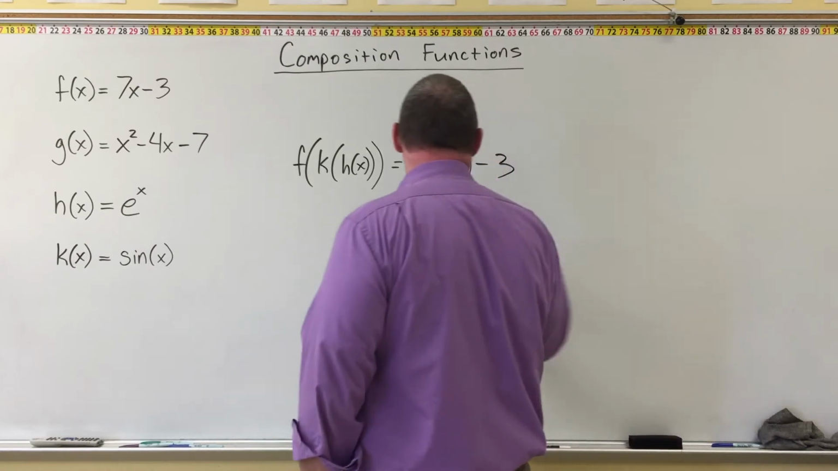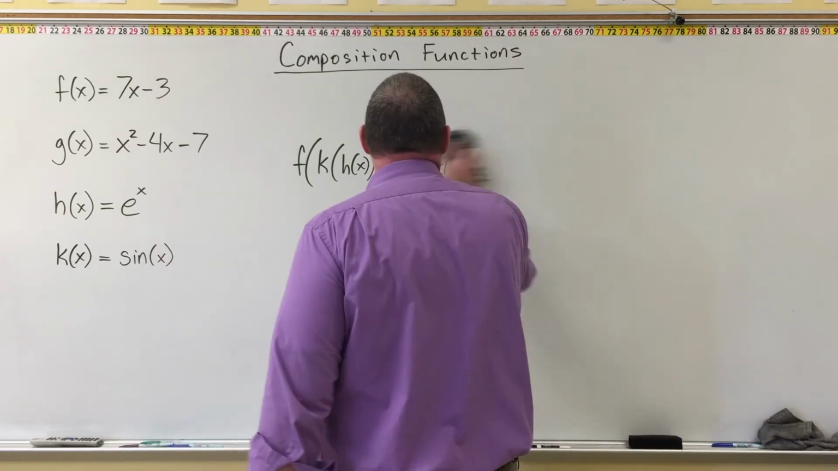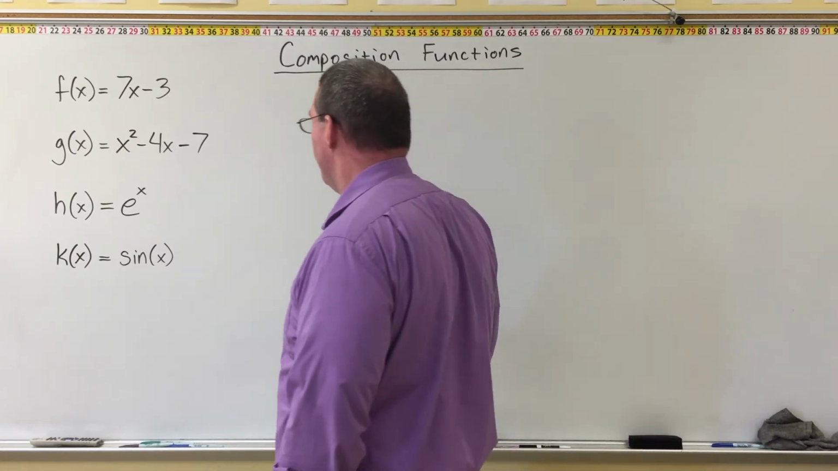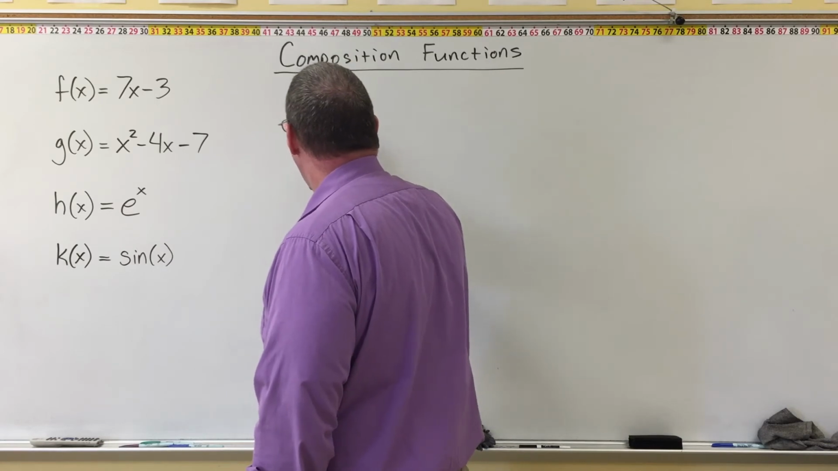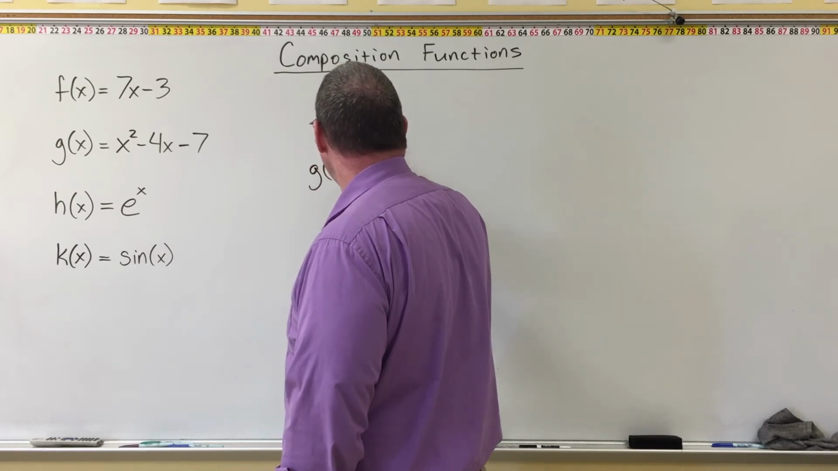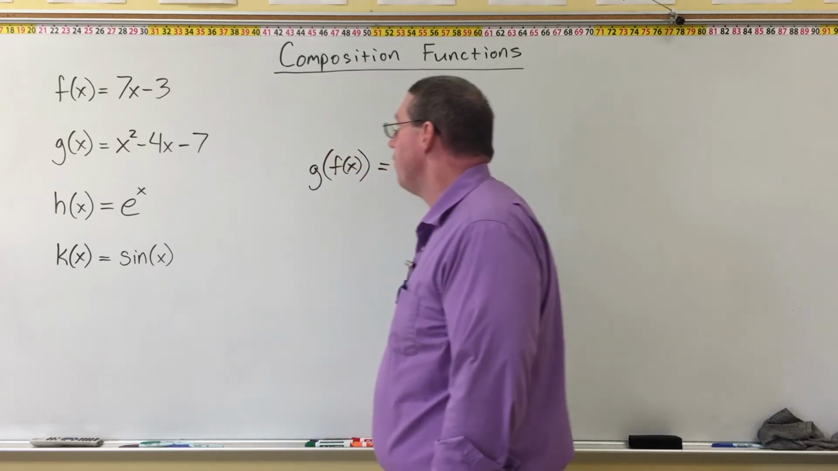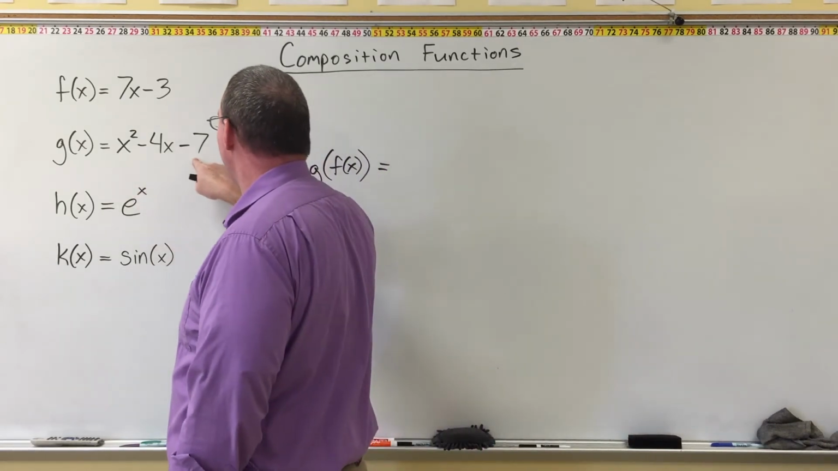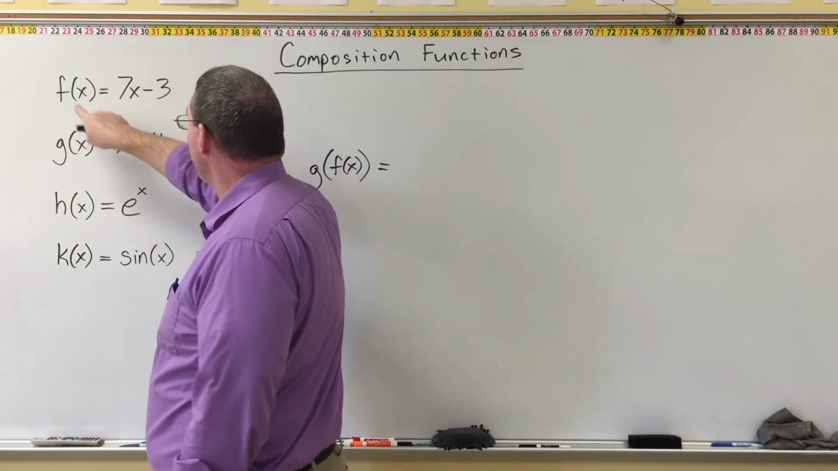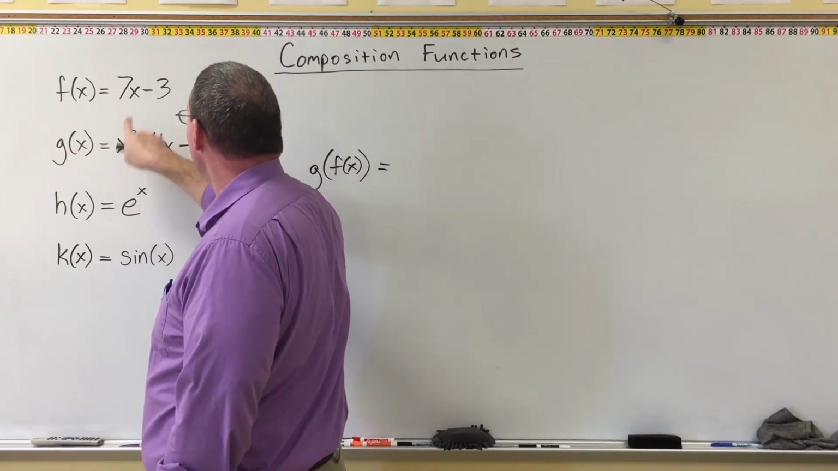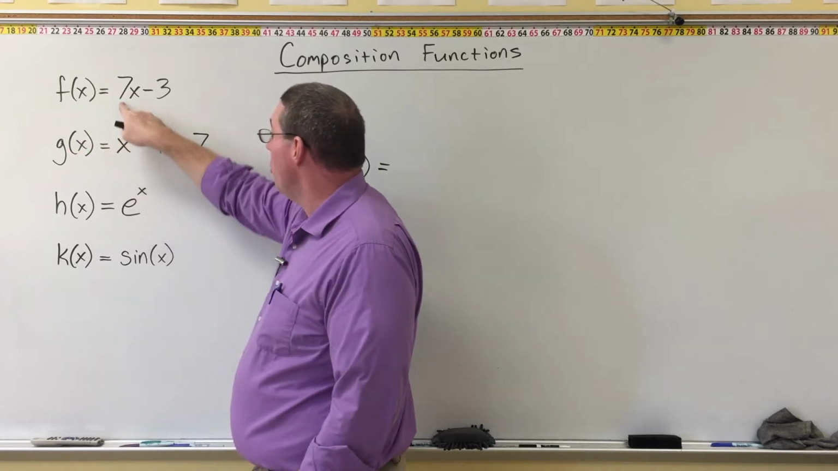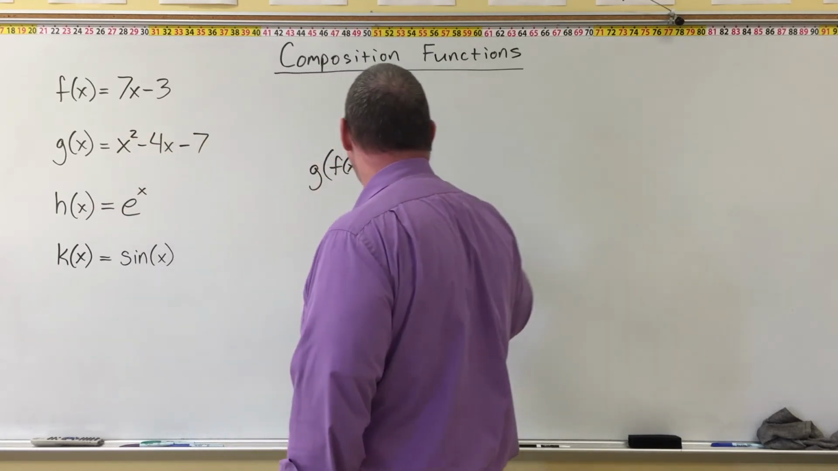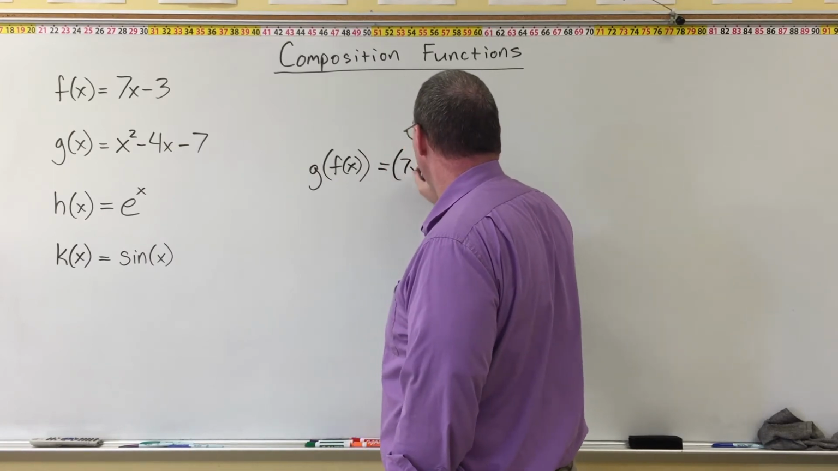Let's do maybe one more before I show you the next kind of composition function. Let's say that we did g of f of x. So we did f of g of x. Now let's do g of f of x. Previously, we plugged g of x in for this x here. Now we're going to plug f of x in for this g of x here. But we have to plug it in everywhere that there's an x. We have to put 7x minus 3 here, and we have to put 7x minus 3 here.